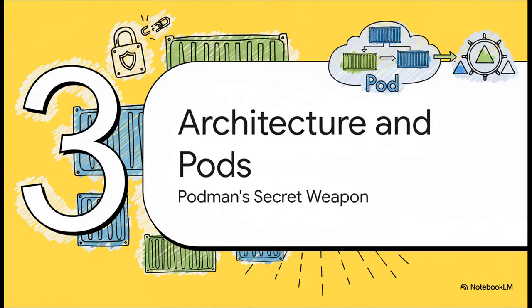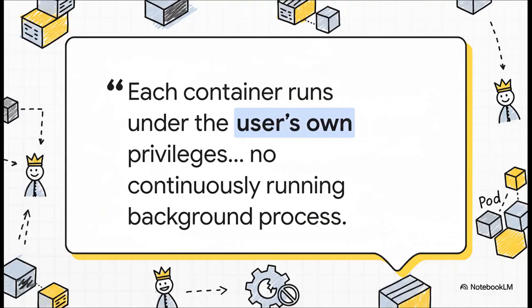Okay, let's get under the hood a little and see how this architecture really works in practice. And let's introduce Podman's secret weapon, something that really sets it apart. And this quote just hits the nail on the head. This is the security implication right here. Since there's no daemon, every container just runs with the permissions of whoever started it, you. There isn't some background process hanging around with God mode privileges, which just massively shrinks the potential attack surface.